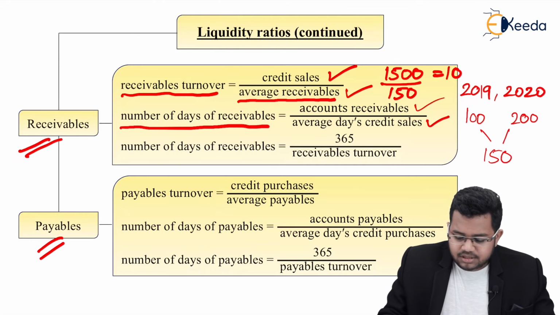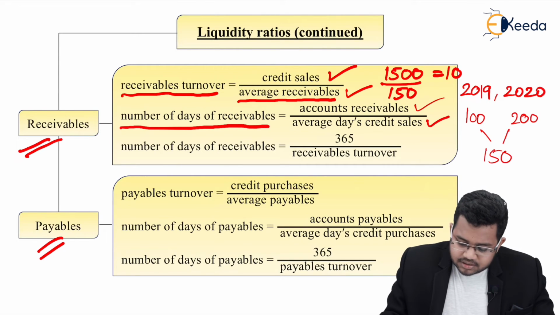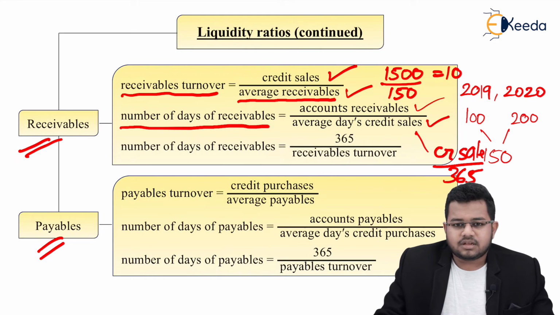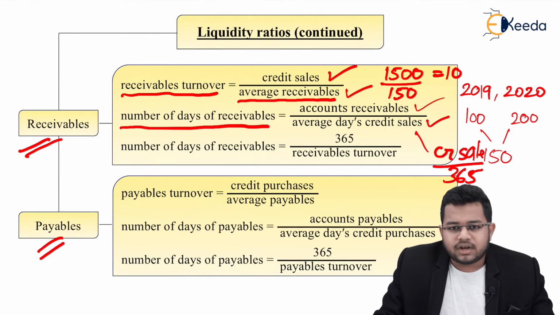The numerator is very clear, accounts receivable, which you can directly get from your balance sheet. What is average days credit sales? Average days credit sales is nothing but credit sales divided by 365. Sales upon 365 is nothing but the per day sale. That is the denominator. So using that you will get some answer, let's say 30 days or 40 days. How do you interpret that? On an average, every receivable, or we can say every customer, takes 30 to 40 days to pay the amount.